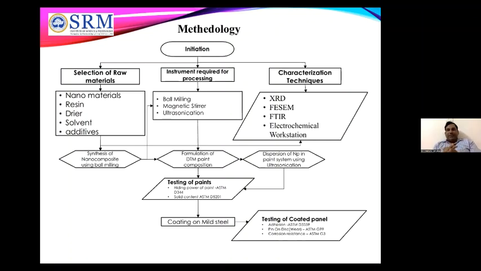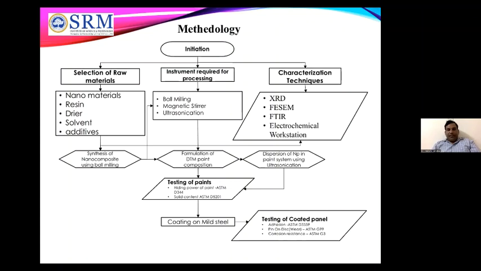This is the methodology involved in this study. First we select the raw material. Proper selection of nanomaterial is very important. Then resin, which is the base for nano paint, to develop the base paint. We also need the dryer, solvent and other additives, so that the mixture we make by adding the nanomaterial in the paint system can be sustained for a longer duration. It will not settle down due to the agglomeration problem.